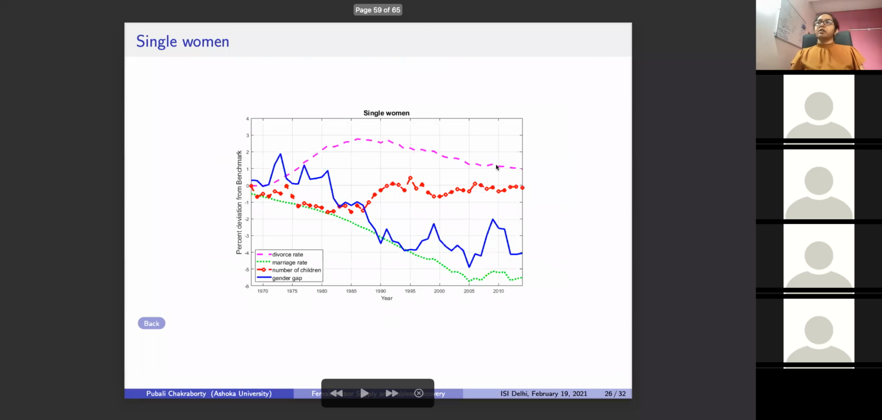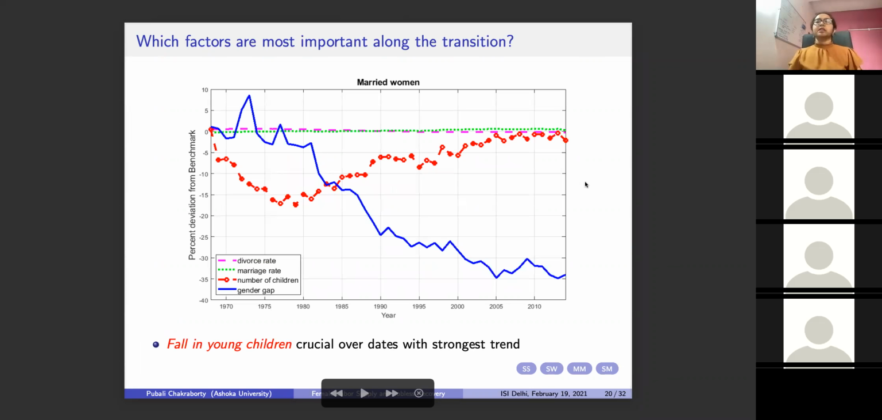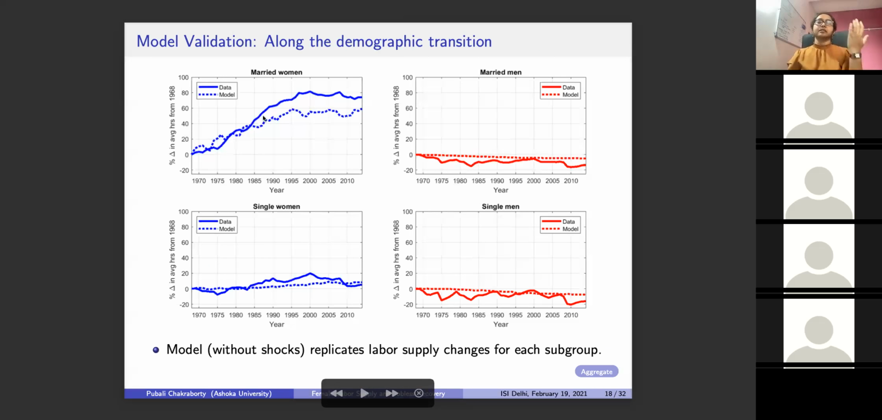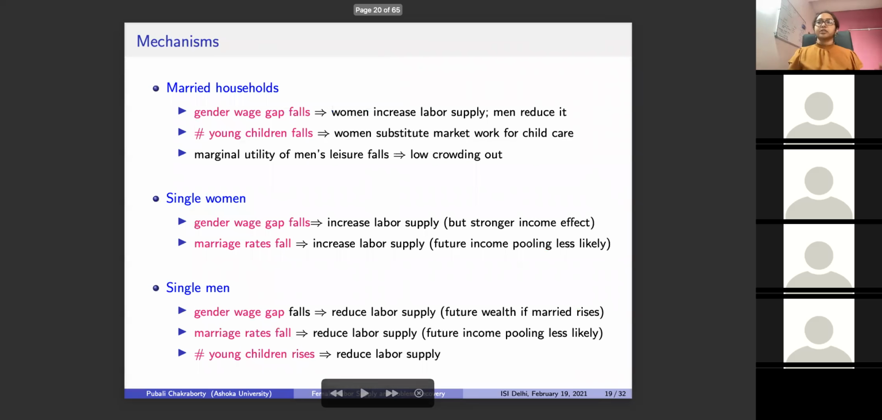Similarly, I've done this for single women, where again the gender wage gap seems to matter, but also the reduction in marriage rates seems to play a big role in increasing their labor supply. And I've done this for married men as well. Now, all of this is without having introduced shocks up until this point. So once I've validated that my model is doing a good job of replicating what the data would have looked like, I come to the question that I had started off with.